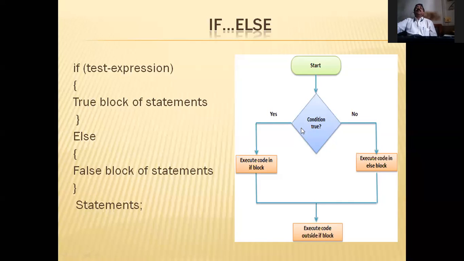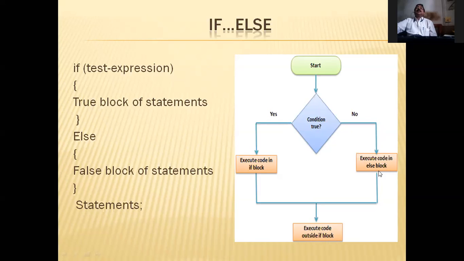If this condition is true, then the S part, which is the true block of statements, will be executed, the code in the if block. After executing that part, with one or more statements, we can come out to the next statements which are written after the condition. Now if this condition is not true, that is false, then we go from that side, the no part.